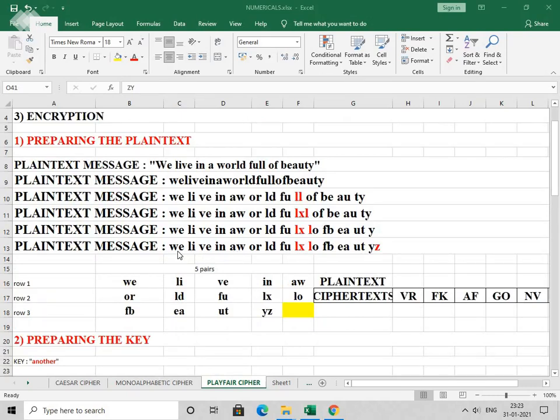Grouping has been done, write 5 pairs in one row. Below that again the next 5 pairs, and below that again the next 5 pairs, until the message gets over. So in this way, this plaintext message is ready to be encrypted, right?